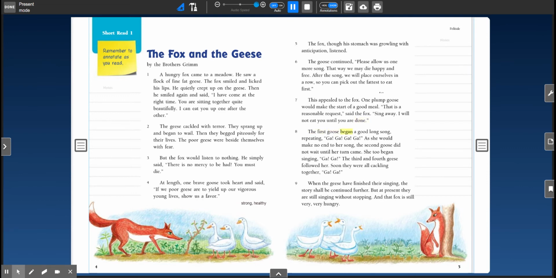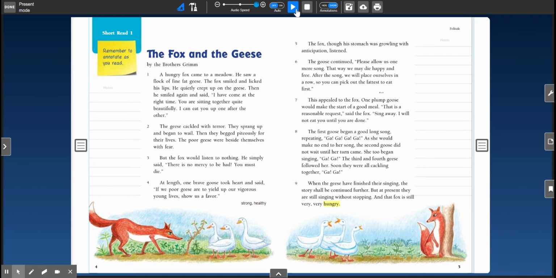The first goose began a good long song, repeating "Gaw, gaw, gaw, gaw," as she would make no end to her song. The second goose did not wait until her turn came. She too began singing "Gaw, gaw." The third and fourth geese followed her. Soon they were all cackling together, "Gaw, gaw." When the geese have finished their singing, the story shall be continued further. But at present, they are still singing without stopping, and that fox is still very, very hungry.